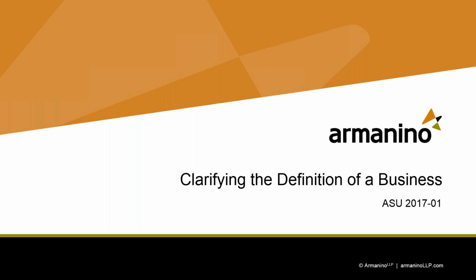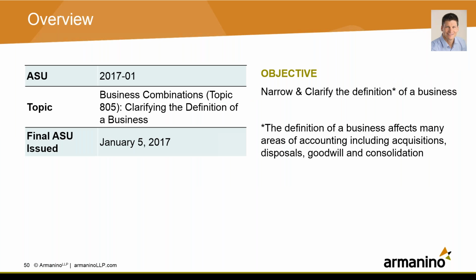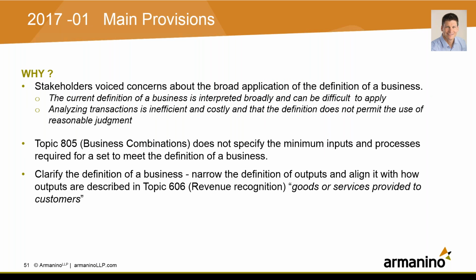Thanks, Jeff. So now a new standard talking about clarifying the definition of a business. And this ASU is codified under 805, which is business combinations or purchase accounting. It's meant to narrow down the definition of a business, but beyond just purchase accounting, it also goes to circumstances when you are disposing of assets, and you have to take a look at whether or not that asset that you are disposing of is a business.